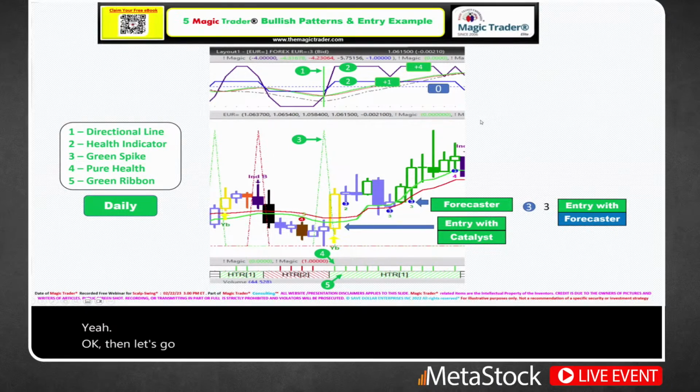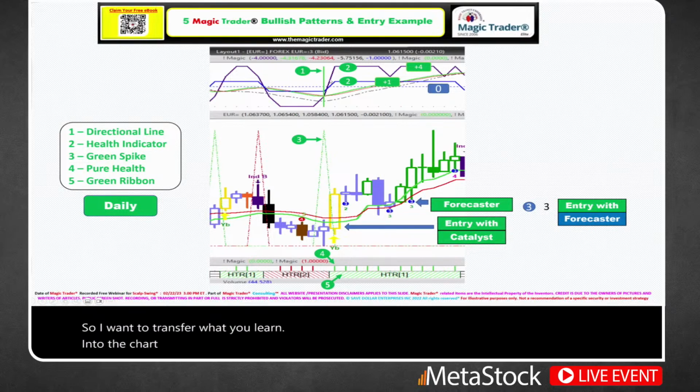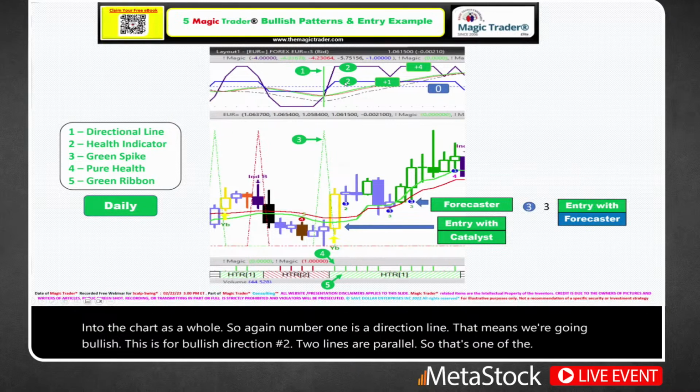All right, so what we did, we put it on a real-time chart and screenshot it. So I want to transfer what you learned into the chart as a whole. So again, number 1 is a direction line. That means we're going bullish. This is for bullish direction. Number 2, two lines are parallel. So that's one of the requirements to go bullish.